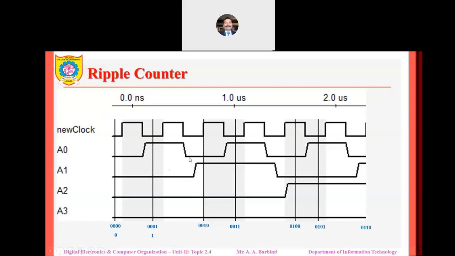It has been shown that there will be a delay. Immediately after the negative edge, the second flip-flop will not toggle; there will be some time delay, or propagation delay. That is why this much delay has been shown here. Here also the delay should have been shown. Always there will be some propagation delay. Immediately after receiving the negative edge, the flip-flops won't toggle. So at the negative edge of the signal A0, A1, the second flip-flop, toggles and it becomes 1.